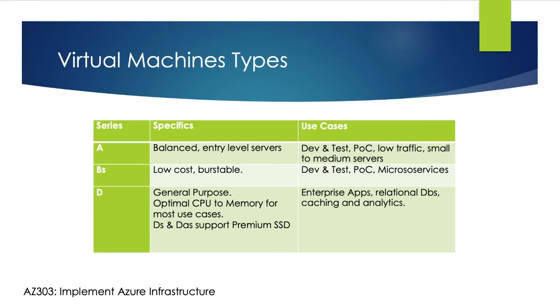Next we have D series, or the general purpose servers. These are an optimal CPU to memory ratio and are most suited for most normal use cases. The DS and DAS series also support premium SSDs, whereas the standard D series only supports standard SSDs. Again, these would generally be used for enterprise applications, smaller relational databases, caching and analytics.